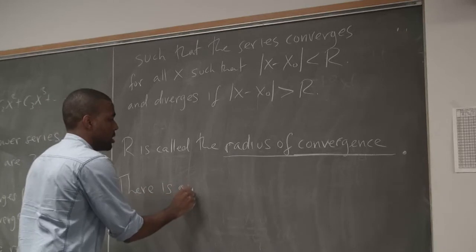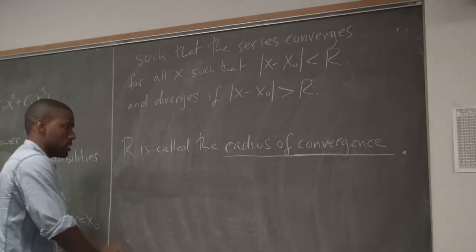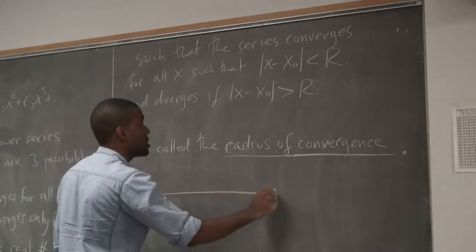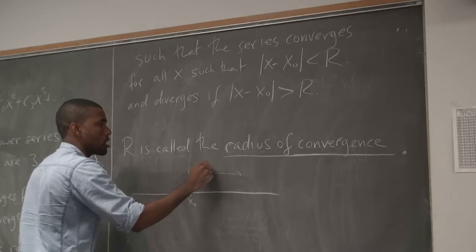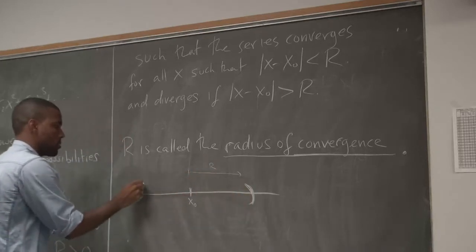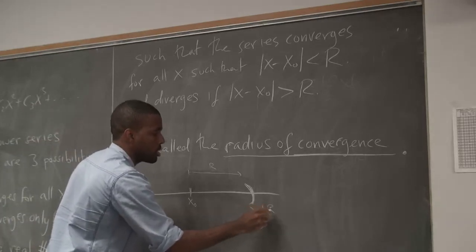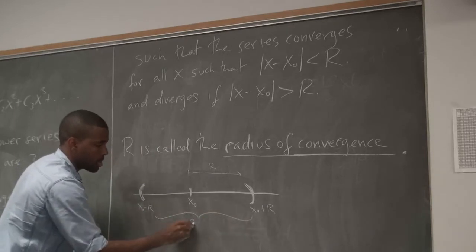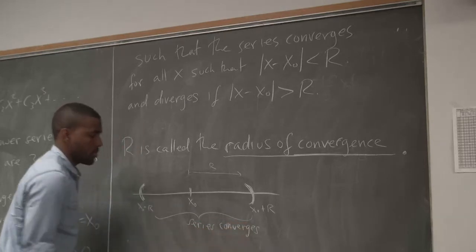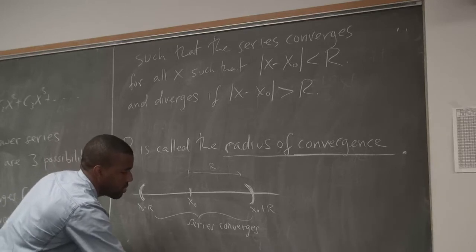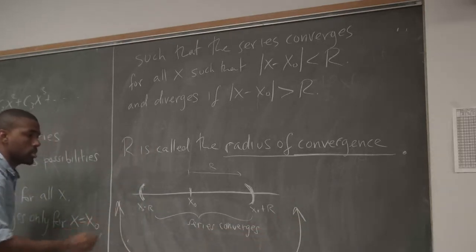So there is an interval of convergence. By the way, let me just write this down. The interval is actually centered at the x naught, right? So there will be an x naught here, and then there will be some distance r. This is x naught minus r, this is x naught plus r, and for all x's here, the series converges. And the series diverges if your x is in here or in here.